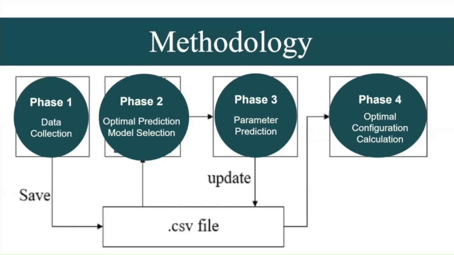So here are the phases that the research goes through. First, it will collect the data on what we have, and then it will save this data into a .csv file. And then we will create the optimal prediction and model selection for what we're doing. And then we will predict these parameters for the SIOs.